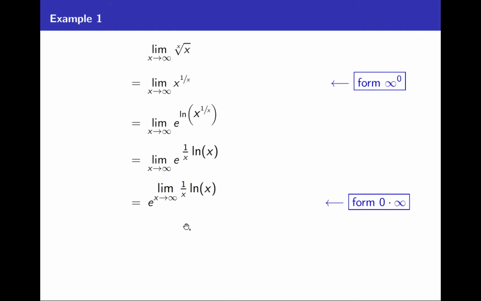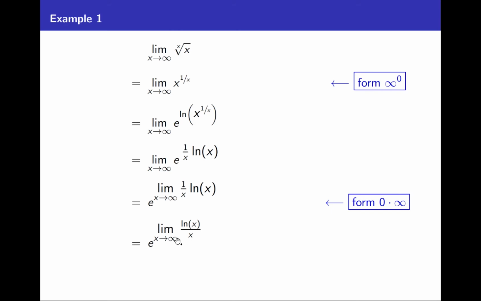In this case, it's pretty simple. Normally you'd bring one of these terms down to the bottom as its reciprocal, but it's quicker to just multiply this 1 over x into the ln of x, and we get e to the power of the limit as x goes to infinity of ln x over x.